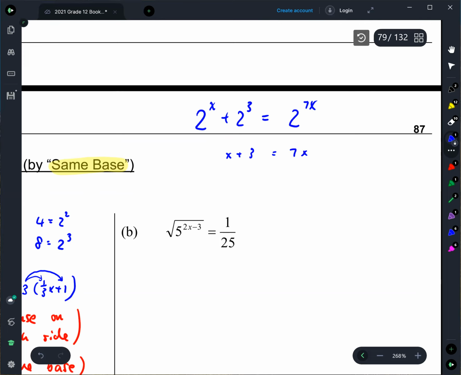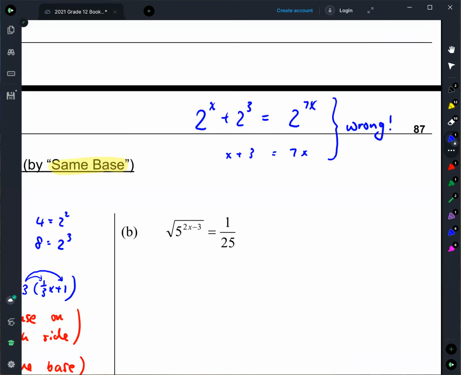So this is wrong. You drop the base too early, okay? So you need to simplify it before you can drop it.